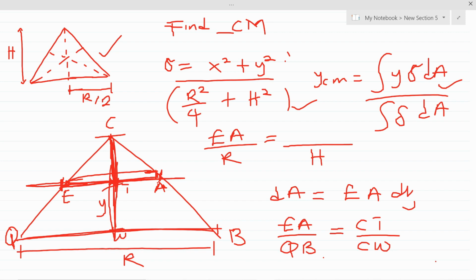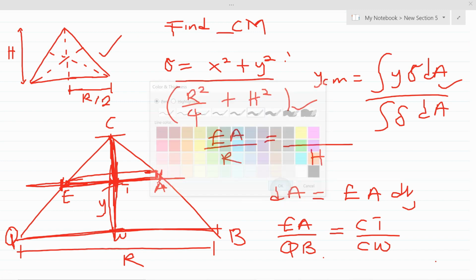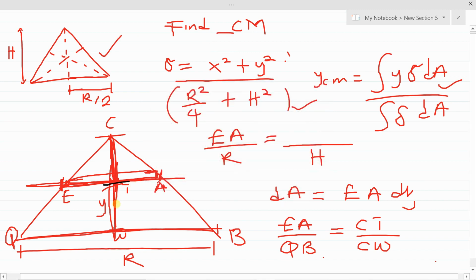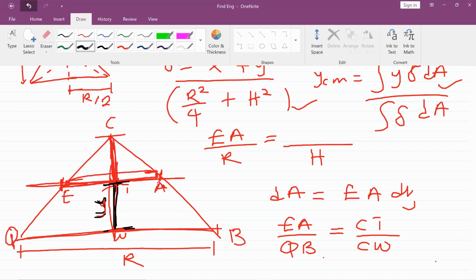And we named T to W, this part. Let me use another color for you to see. We name this part from this to this part, what? Y. It's a change in Y, so we don't know. So it's a Y that we don't know.